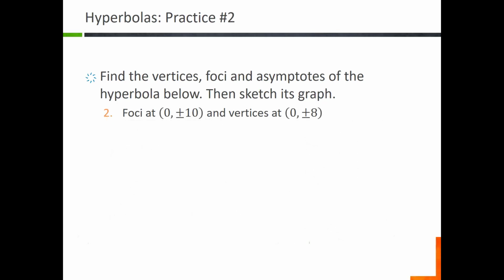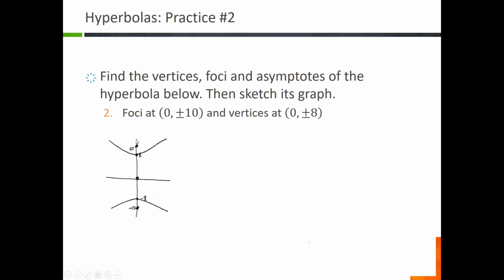All right, let's try one more here. In this case, we're not given a graph, we're just given the location of the foci and the vertices. So let's go ahead and draw it. If we plot our points, we have plus or minus 10, and then plus or minus 8, and halfway between 8 and negative 8 is 0, so there's your center.